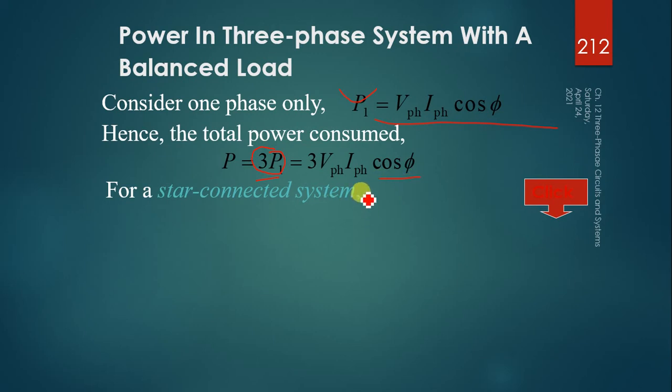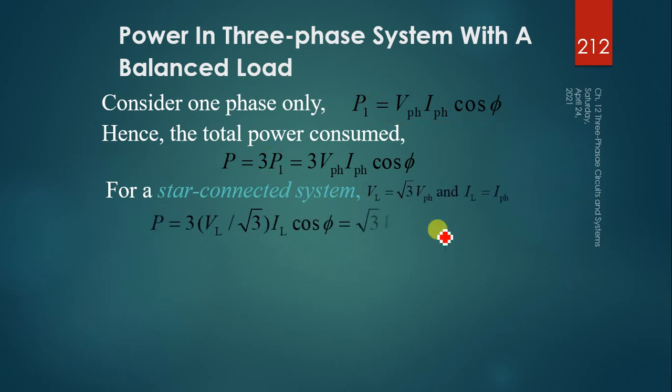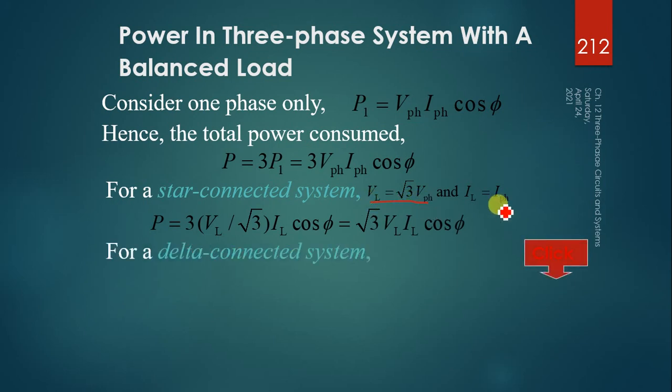For a star connected system, how does this power vary? Let us have a look. In star connected systems, we all know that V line, or the voltage in the line, is under root 3 times the phase voltage and IL is I phase. Similarly, power will become 3 into VL divided by under root 3 into IL cos phi, that is under root 3 VL IL cos phi. This is the final equation for power.